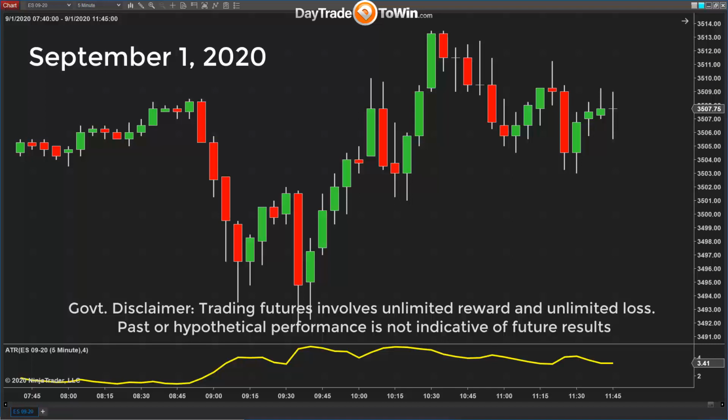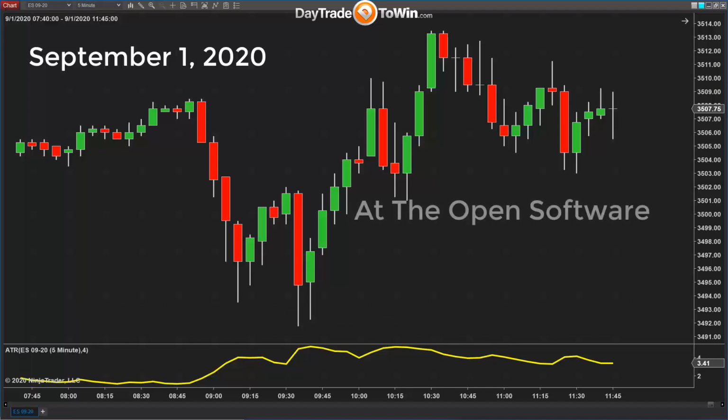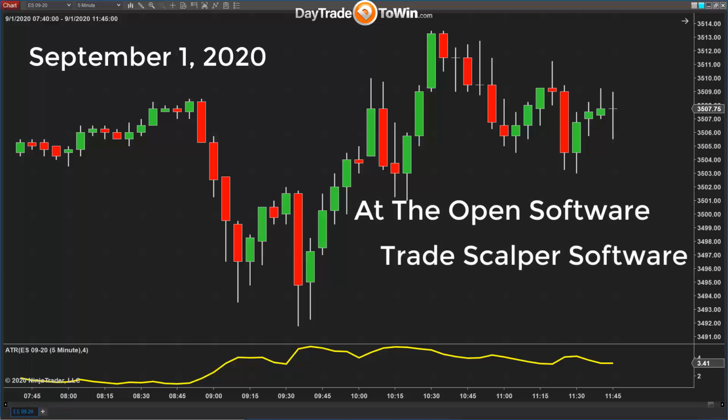Going to do a recap on the three main methods that we teach here at DayTradeToWin: the At the Open, the TradeScalper, and the Atlas line.